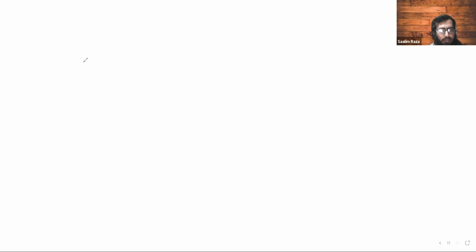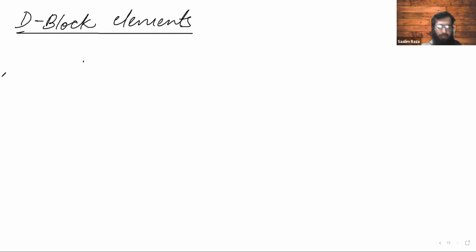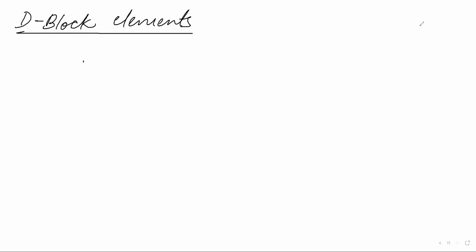Now let me start with the d block elements. Before going to elements, what will we first write? We will first write its general electronic configuration.